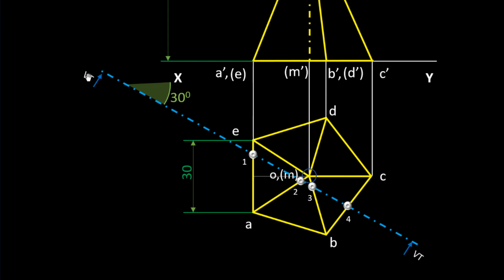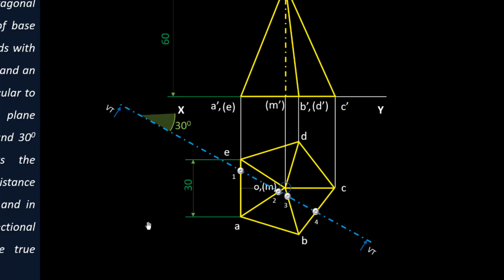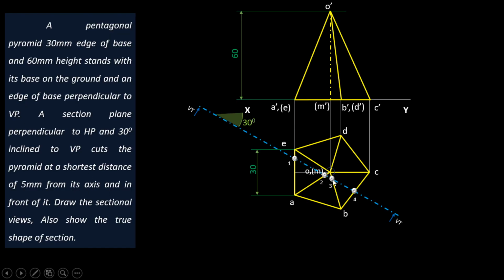Then moving along the section plane, that means the section points are 1, 2, 3, 4. So the newly created surface, that section surface, will be a closed region of 1, 2, 3, 4, 1. Right, so the sectional top view is completed. That means all the top view of section points are completed. Now we have to find these section points in the front view. It's just a matter of projecting those points to the front view.